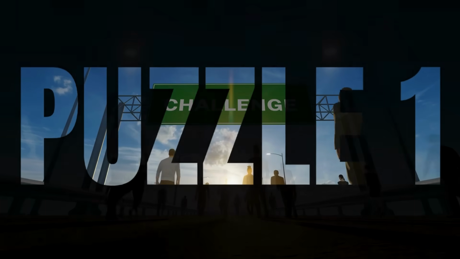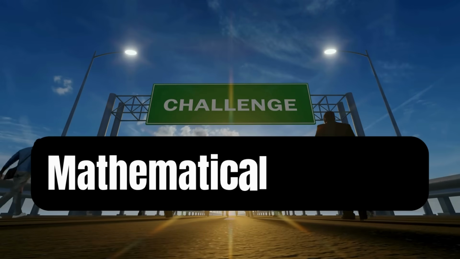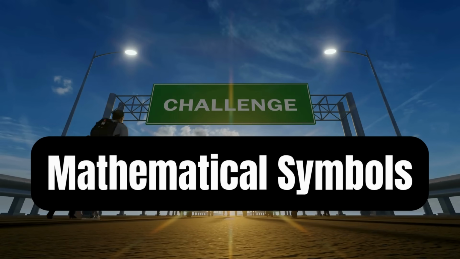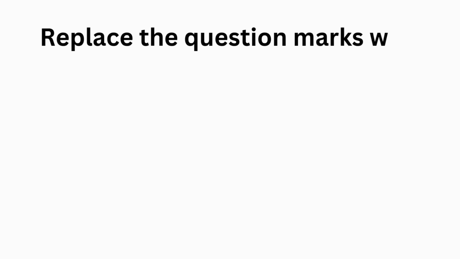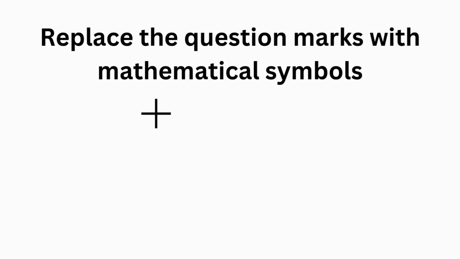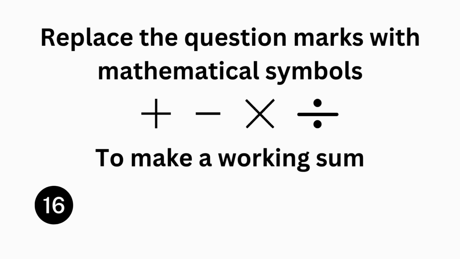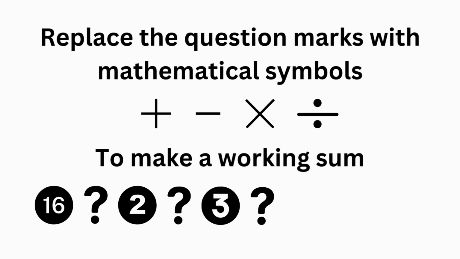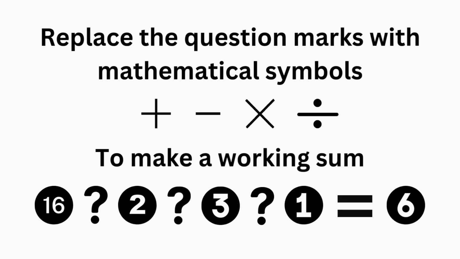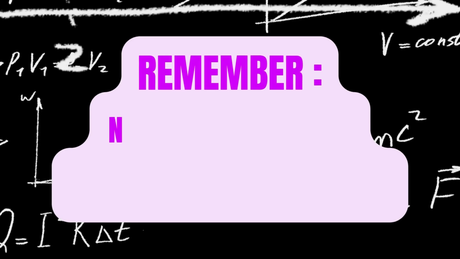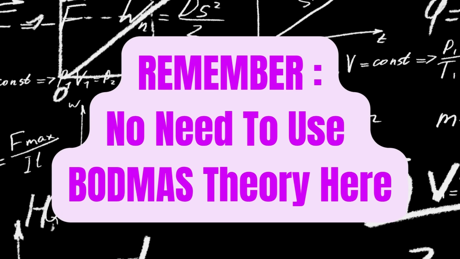Puzzle 1 is here. It is based on mathematical symbols. Replace the question marks with mathematical symbols: addition, subtraction, multiplication, division, to make a working sum of 16, 2, 3, 1 must equal 6. Remember, no need to use quad math theory here.